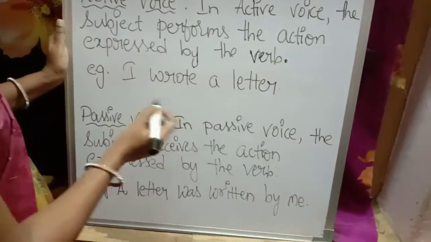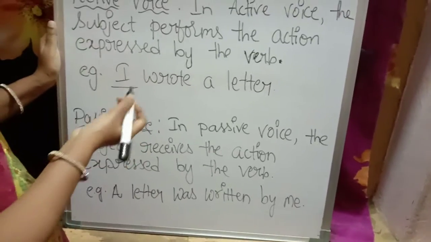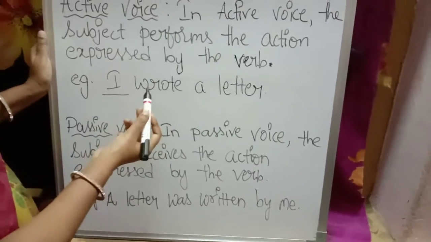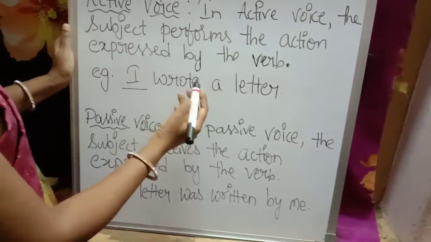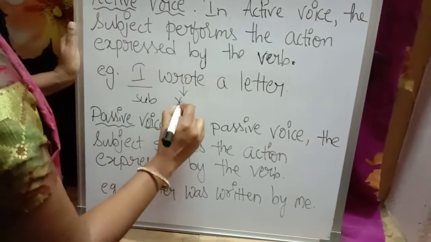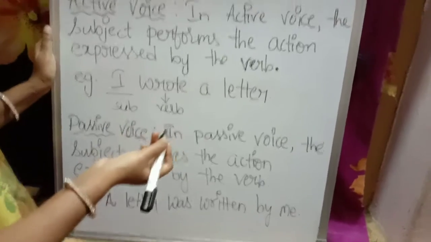So what is the subject in this sentence? I. So what is subject, children? Subject is the performer of the action. So what is the action performed here? Wrote. This is verb. What is the verb? Verb is an action word.